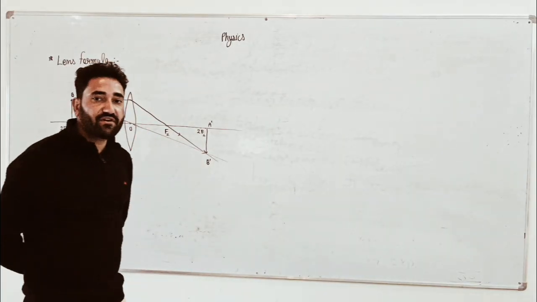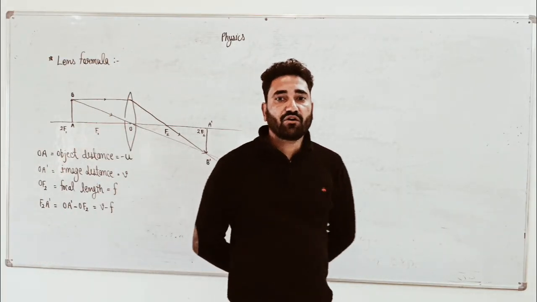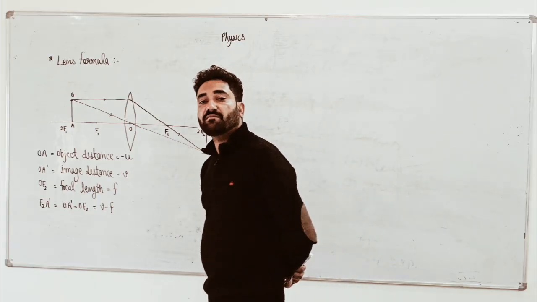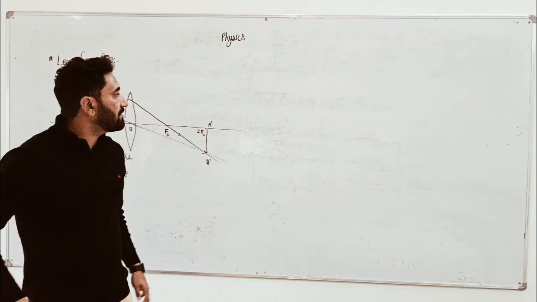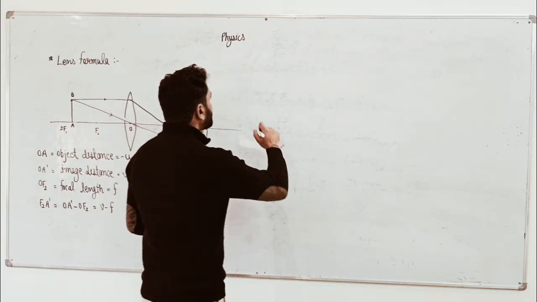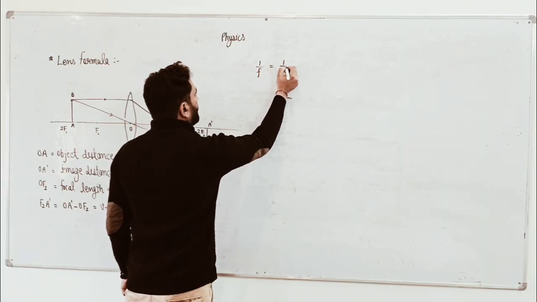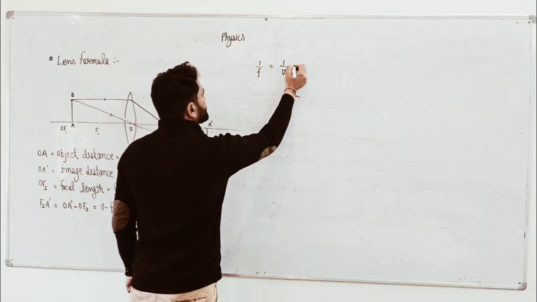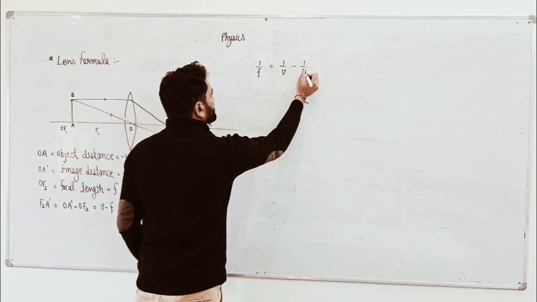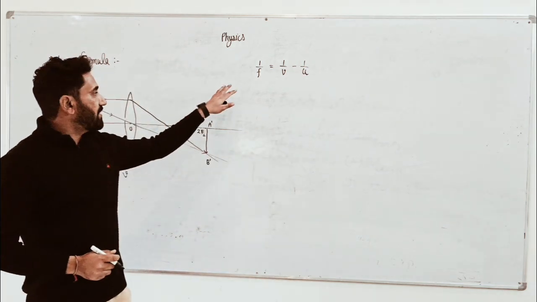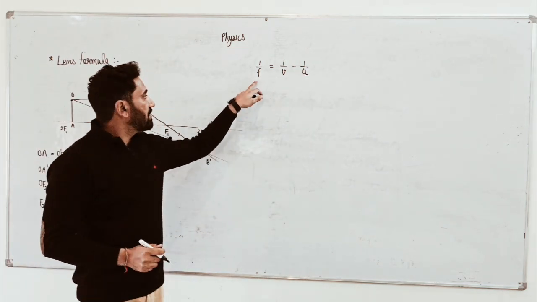Today we are going to discuss an important formula of 12th physics, which is known as the lens formula and its derivation. In your 10th class, you discussed the lens formula, and you may know that it is a relation between focal length, object distance, and image distance. We are having three quantities.